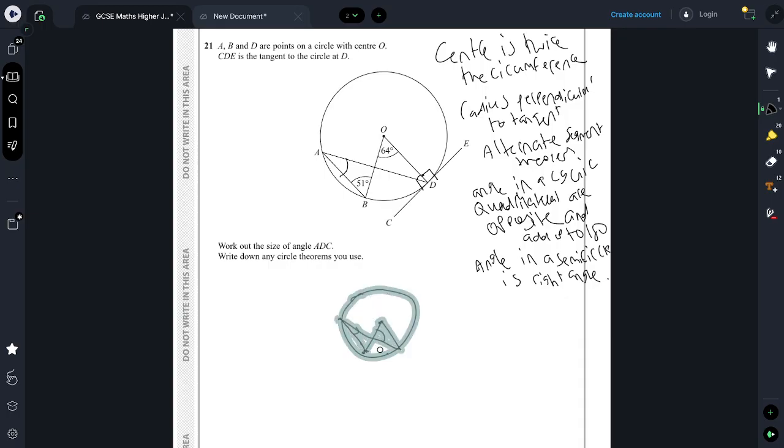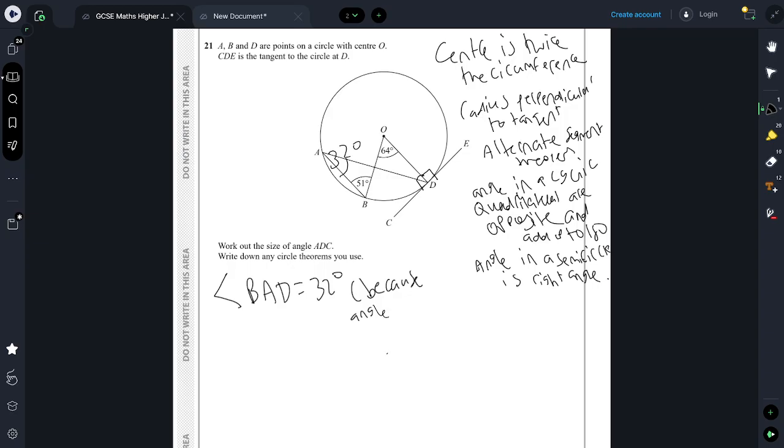So that's probably going to be our first step, right? And half of 64 is going to be 32, right? So let's write that down, and then we can see what we can do from there. So angle, and this is notation for angle, by the way, BAD, has to be 32 because the angle at the circumference is half the angle at the center.